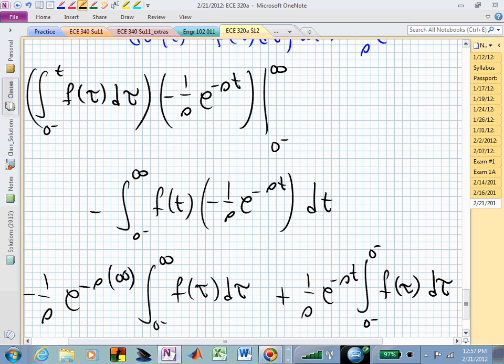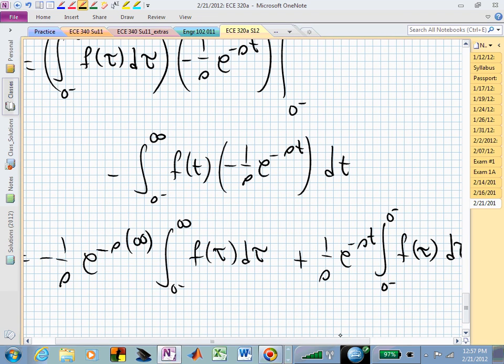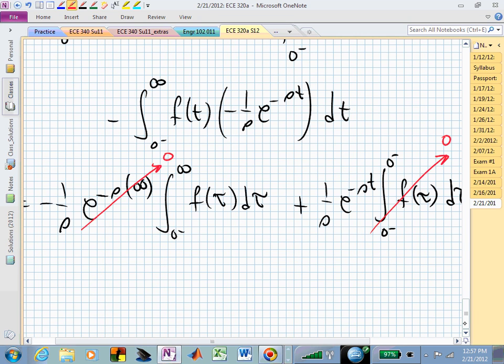If f of t or f of tau is well behaved, that integral on the first term is okay, and now we can ask what's going to happen there? E to the minus infinity is going to go away, that's going to dominate, and over here when we integrate between 0 minus and 0 minus, which means we're not integrating over any length, this piece goes to 0. We're now left with this second half, which is minus a minus, plus, and let me pull the s out in front of the integral since the integral is with respect to time. S is independent of that, and I now have 0 minus to infinity of f of t, e to the minus st, dt. And that should look very familiar to us.